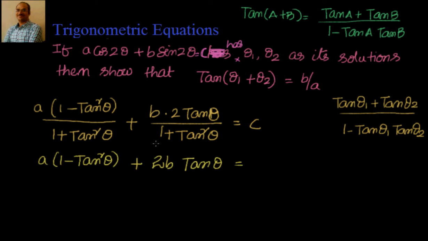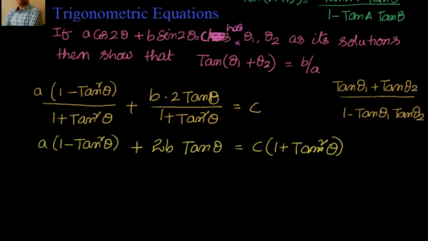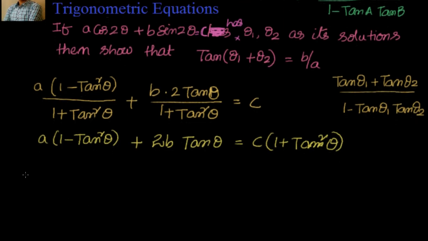Now let's get this into the form of a x square plus b x plus c, so that I can say sum of the roots equal to minus b by a and product of the roots equal to c by a. Okay. Now we have to get this in the form of a tan square theta plus b tan theta plus c, correct? In that particular format we have to get it. This is just for reference.